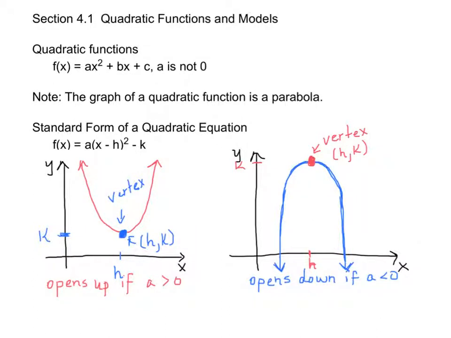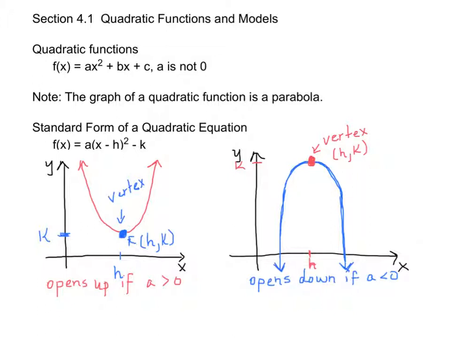Section 4.1 is quadratic functions and their models. First of all, we want to look at the general form of a quadratic function, which is f of x is equal to ax squared plus bx plus c, where a cannot be 0. As you can see, if a were 0, then it would not be quadratic anymore. Keep in mind that the graphs of these quadratic functions are parabolas. The parabola is shaped like a U.